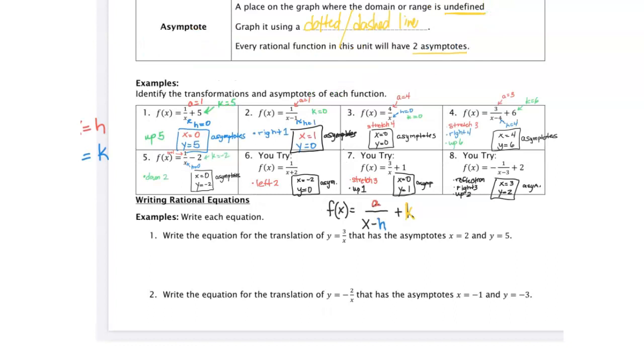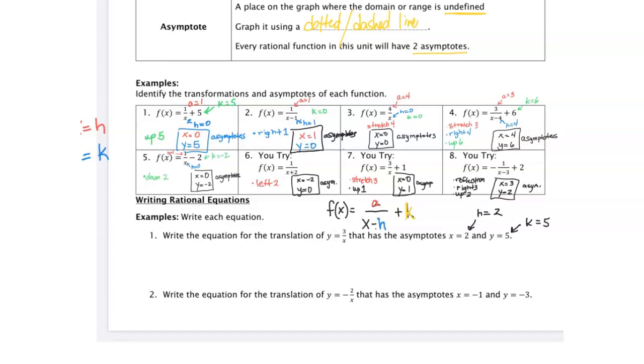All right, so next we're going to write rational equations. So we're writing each of the equations given the description. The very first one, we have a translation of y equals 3 over x that has asymptotes at x equals 2 and y equals 5. Well, remember that x equals 2 would actually be our h value. So our h value in this case is going to be 2. And then our y equals 5 provides us with our k value. So k is equal to 5.